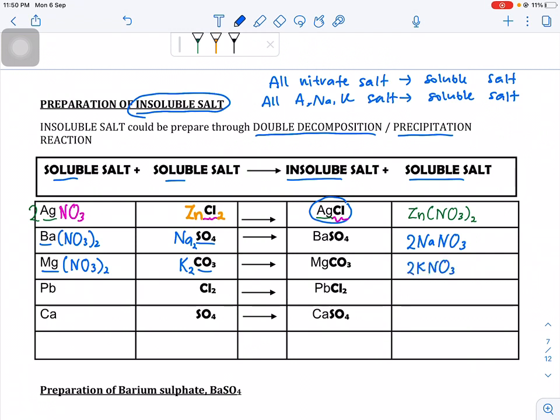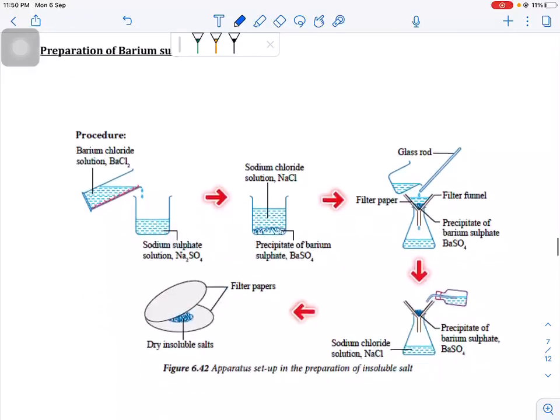So for the answer to double decomposition, we might have different answers. It's not necessarily that you use magnesium nitrate and potassium carbonate. Maybe you want to use magnesium sulfate and sodium carbonate, or maybe magnesium chloride and ammonium carbonate. So each of us may propose a different answer. It's okay as long as it meets the condition: two soluble salts produce one insoluble salt and another soluble salt. Okay, the rest you can try on your own.